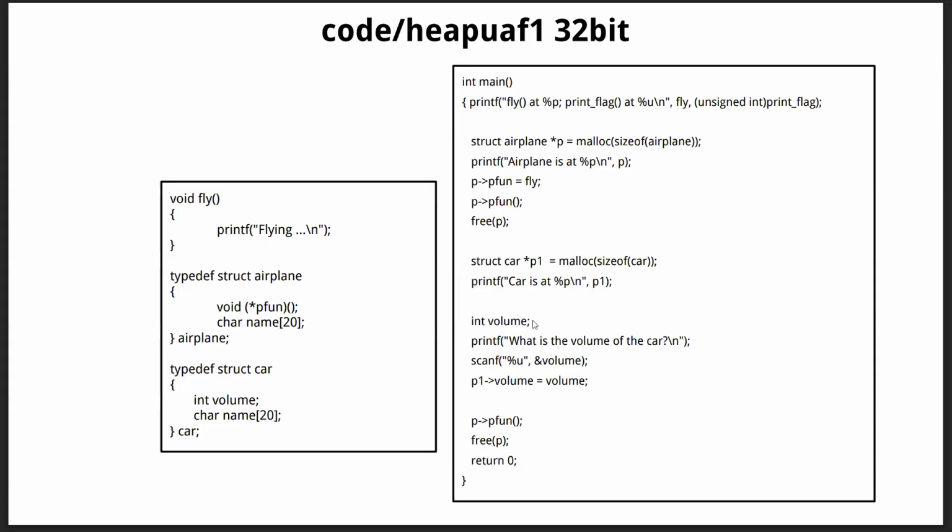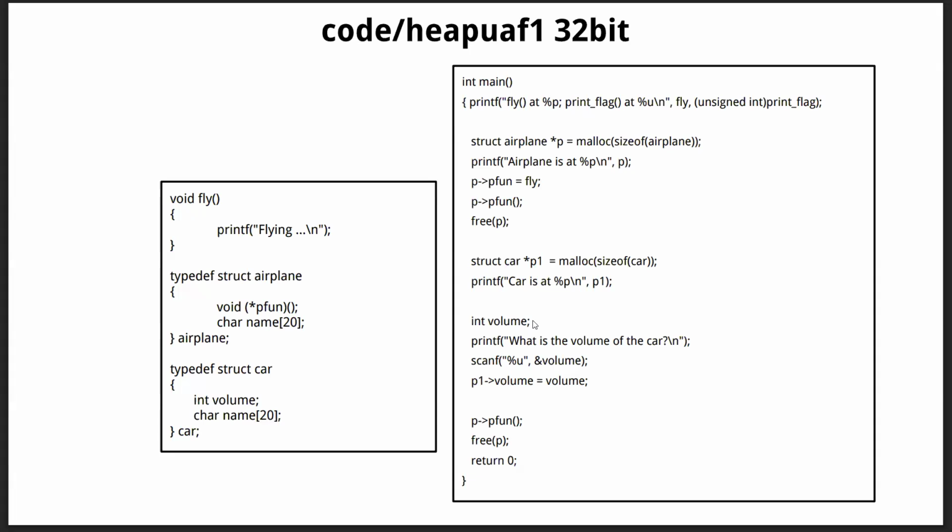It has a function pointer. Then I have a car. The car doesn't have a function pointer. It only has a volume. It's not an electric car, obviously. It has a volume, and then it has a name. What's important here is that those two have the same size. The airplane has a function pointer, 4 bytes, 32 bit. The volume here is also 4 bytes. Then there is a function called flying, and there is also print flag in the address space.